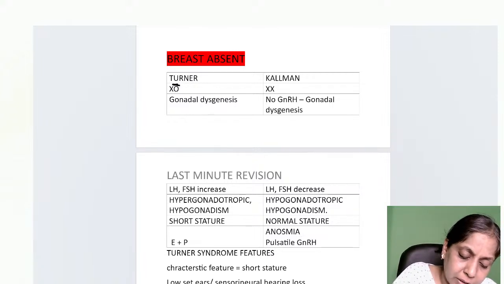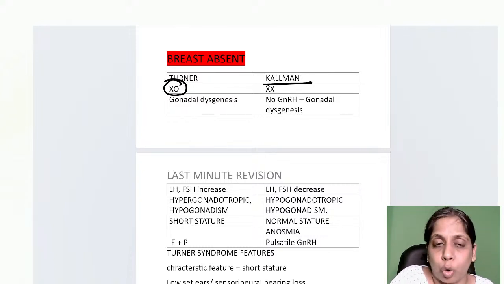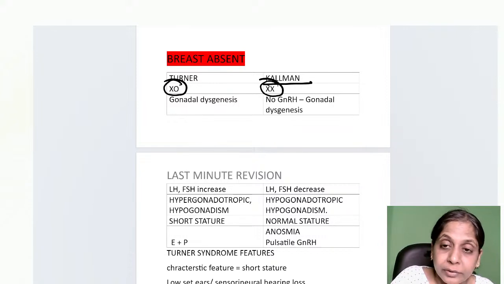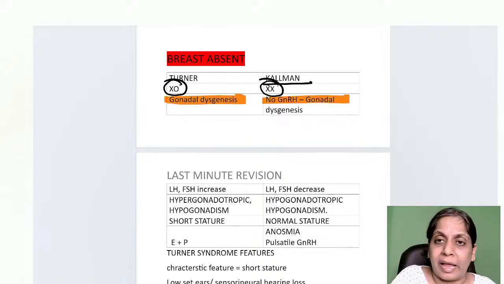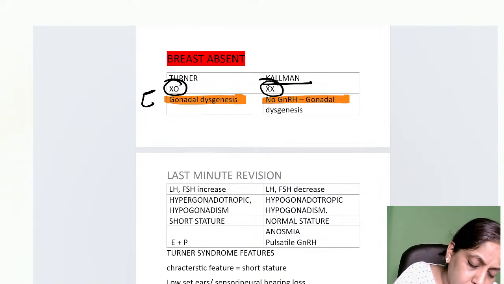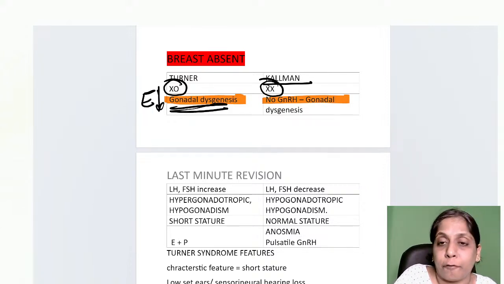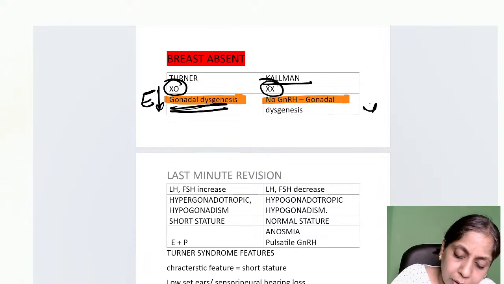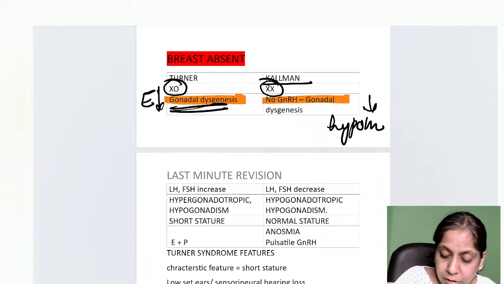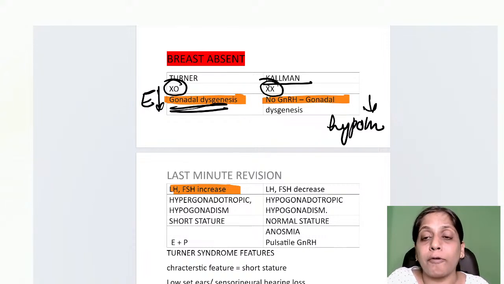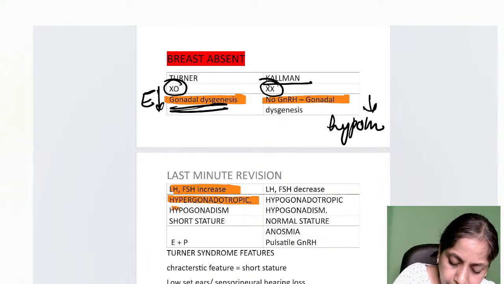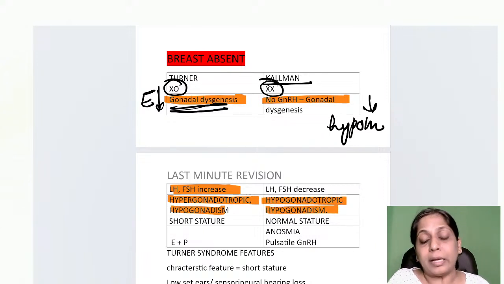Now let us differentiate between Turner and Kallmann. Turner is XO and Kallmann is XX. There is gonadal dysgenesis in Turner and there is no GnRH in Kallmann. As I always tell you, if estrogen is absent due to a gonadal fault, FSH and LH increase. If estrogen is absent due to a hypothalamic fault, then LH and FSH will decrease. So in Turner there will be an increase of LH and FSH, whereas in Kallmann there will be a decrease of LH and FSH. That is their name: hypergonadotropic hypogonadism and hypogonadotropic hypogonadism.